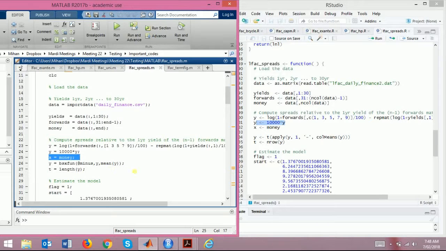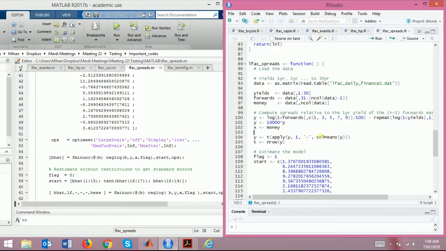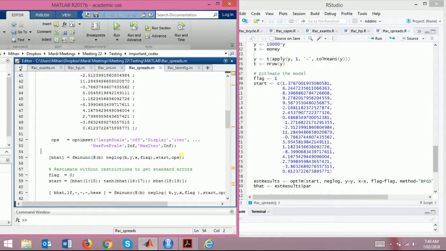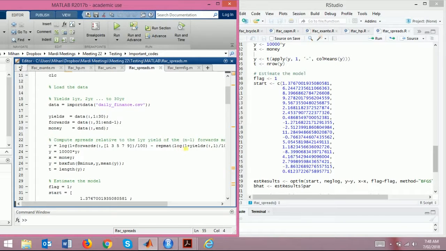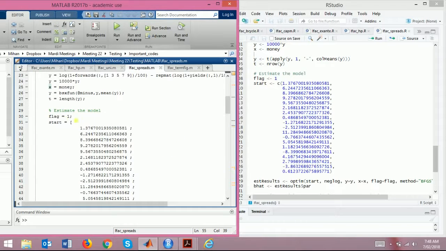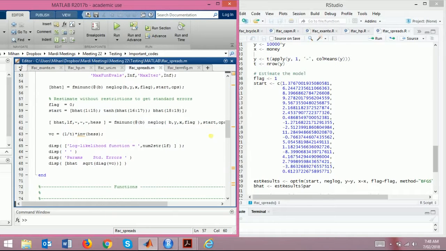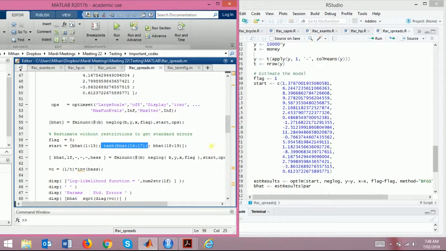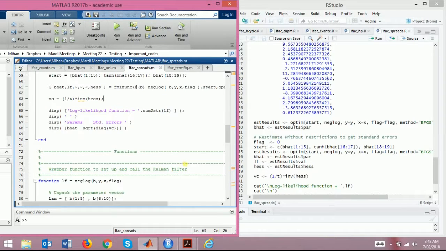Money shock, we have this and this. So flag 1 constraint. With the constraints, we allow the system to estimate all these parameters. X equals money, the exogenous variable. You see, now we not only have Y, we also have X. X is equal to money, Y is equal to the spreads. Then without restrictions, to get standard errors, we just put the restriction on phi in initialization, that's all, nowhere else, and get the standard errors.